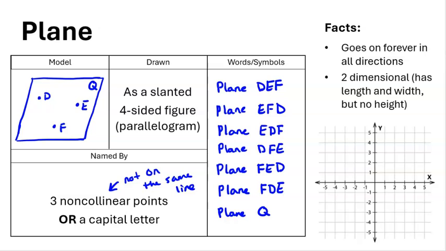And a plane goes on forever in all directions. So you could kind of think about a plane as being a flat surface. If you're thinking about the floor being a flat surface, a real plane goes on forever. So imagine that floor extending forever. And one of the most common planes that we know about is the coordinate plane.